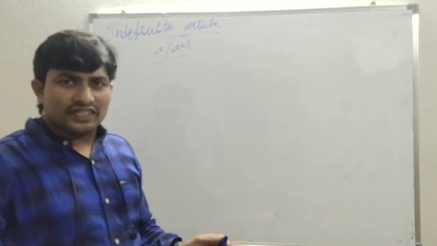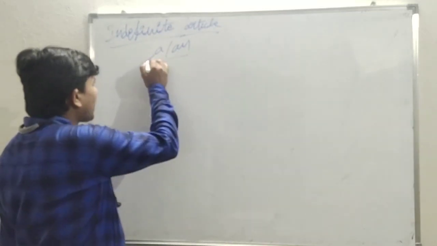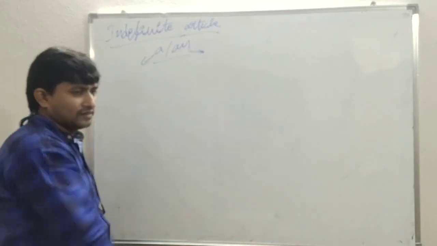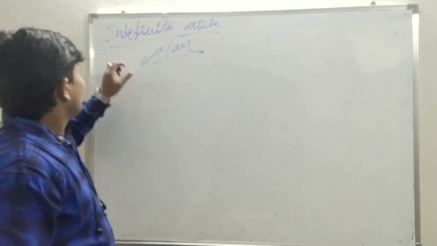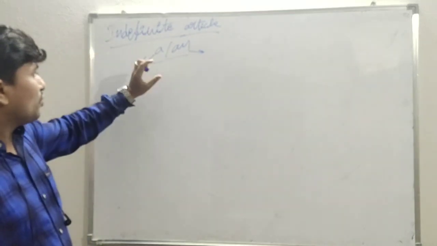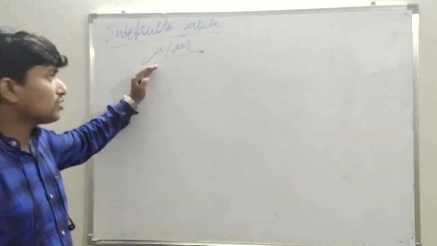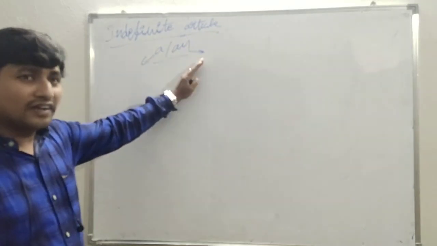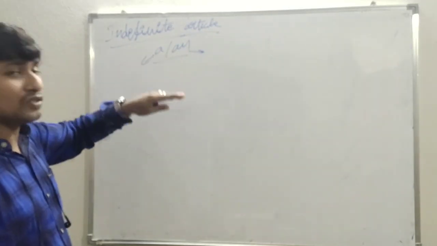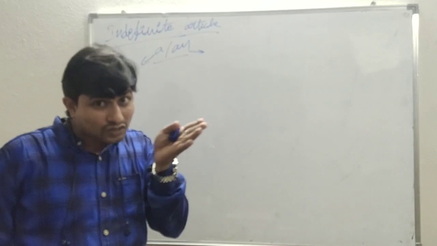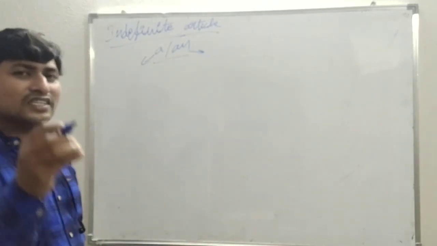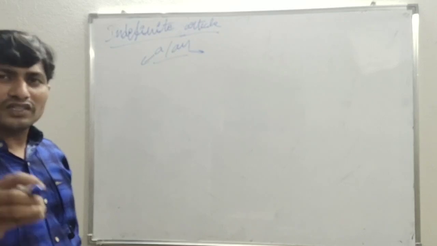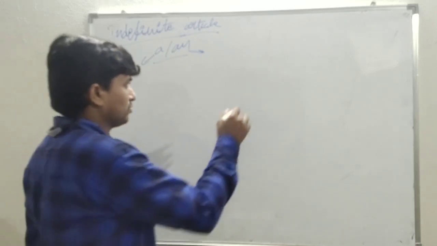When do we have to use a? When do we have to use an? Before we discuss the usage of a and an, let us discuss the common usage of the indefinite article. The indefinite article is used in front of singular countable nouns.